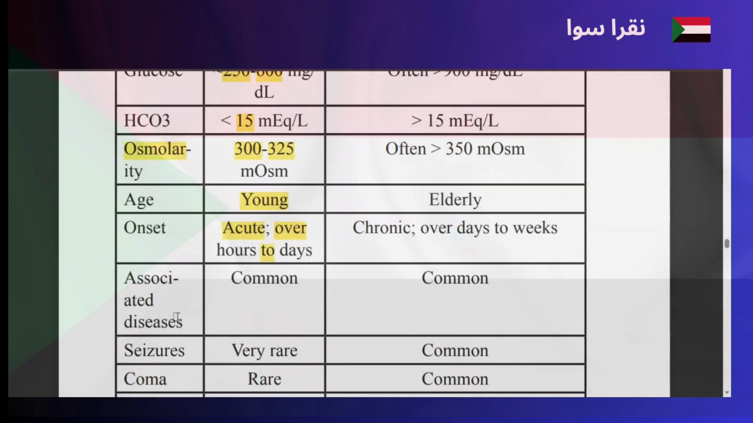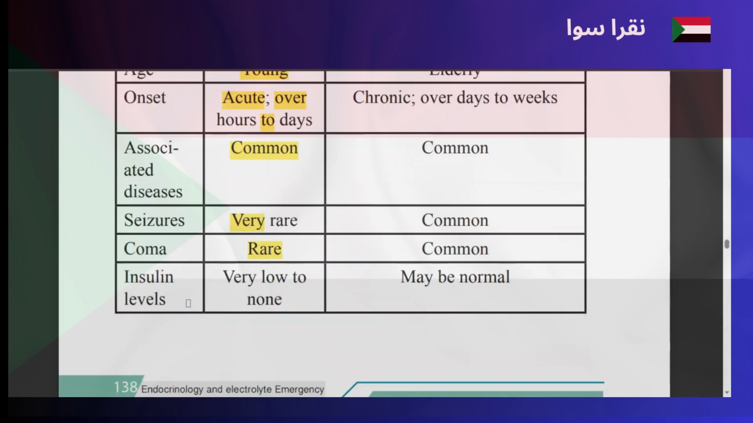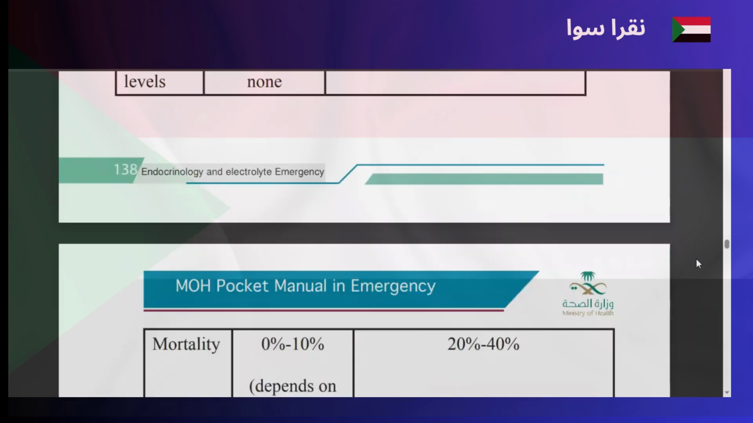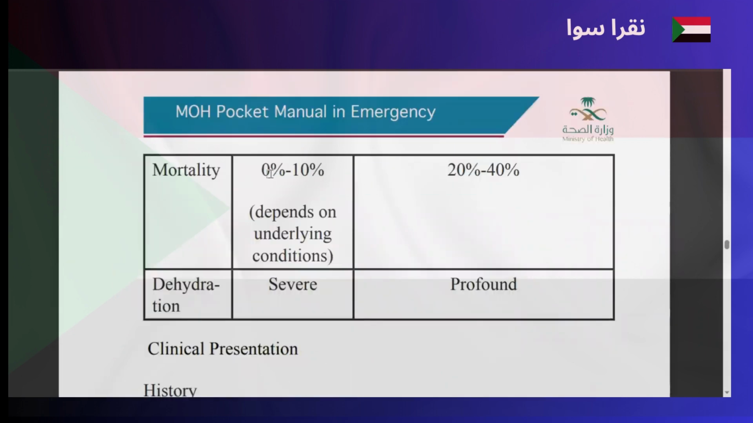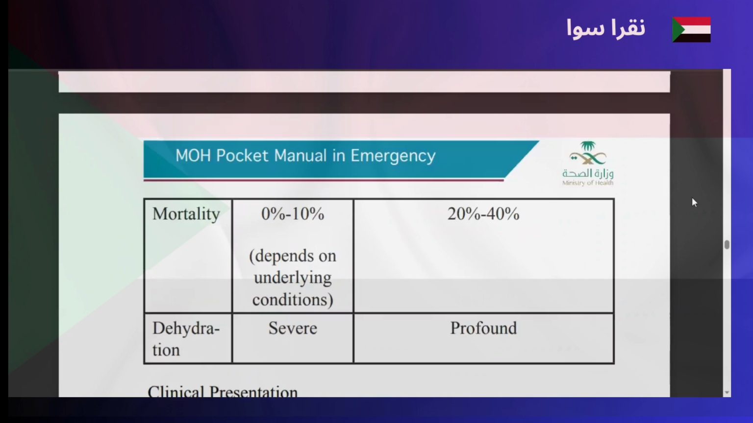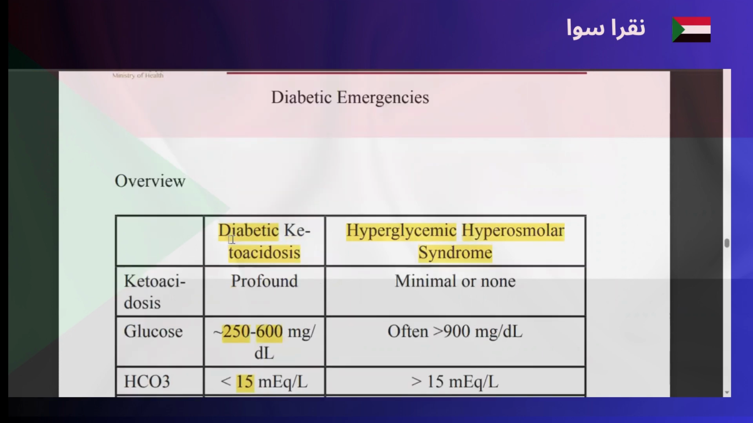The associated disease is common. Seizure is very rare. Coma is rare. Insulin level is very low to none. Mortality is between 0 to 10%, depends on underlying condition. The dehydration is severe. This is diabetic ketoacidosis.